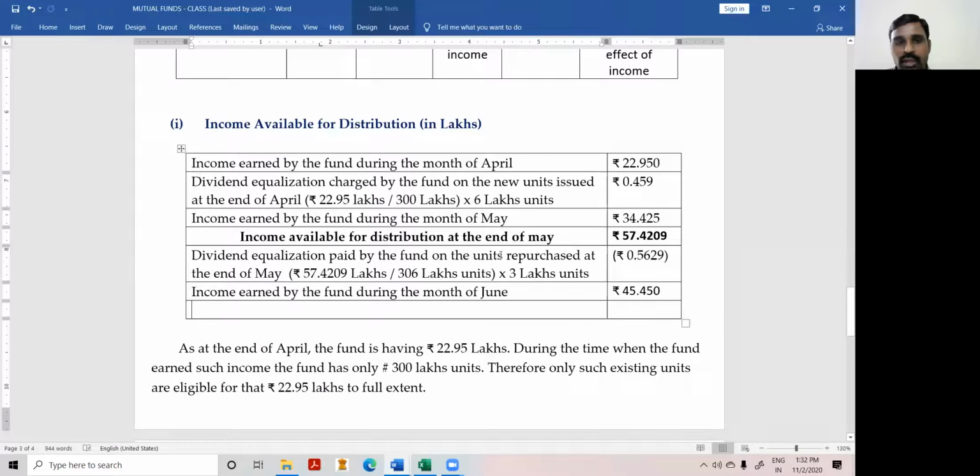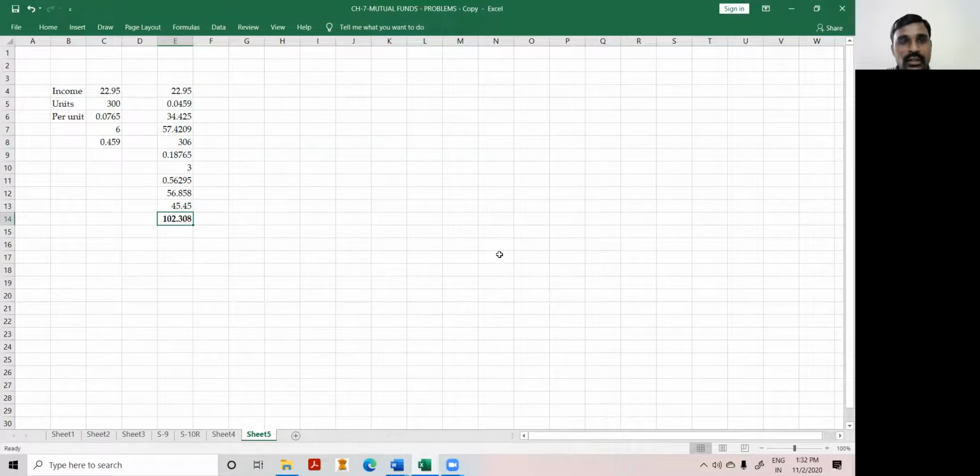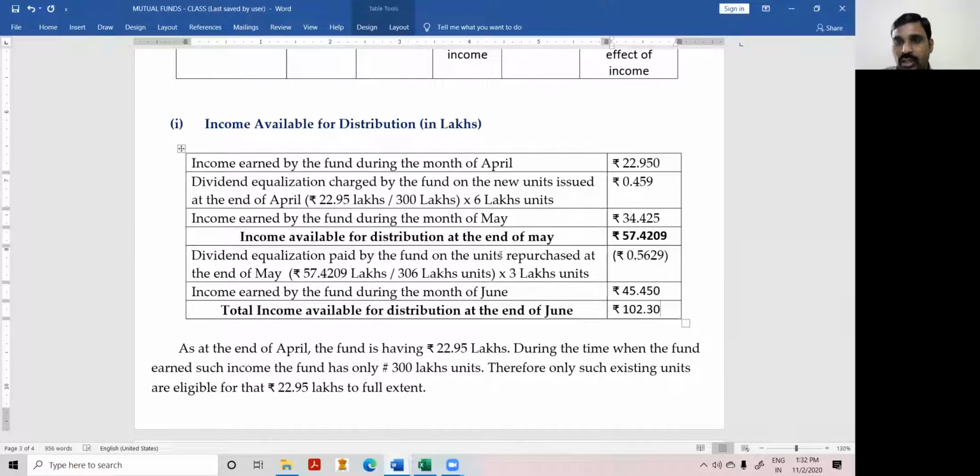The total will be 102.308. Total income available for distribution at the end of June, before distribution, is 102.308.